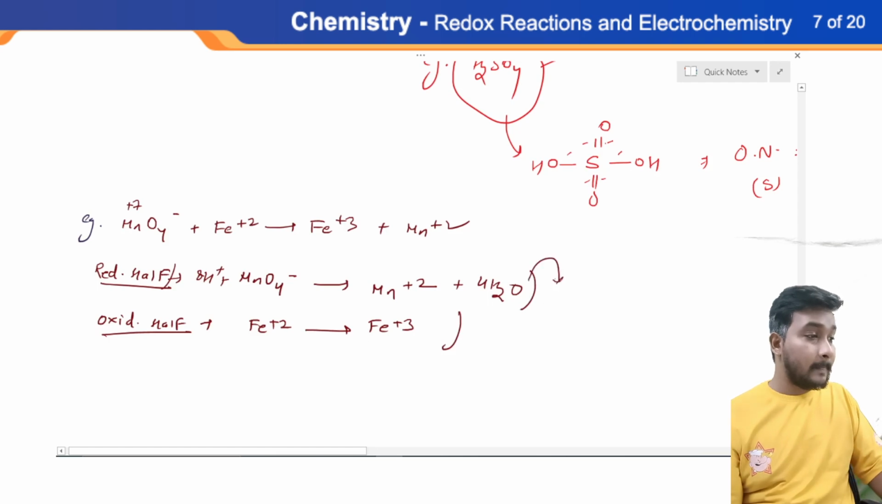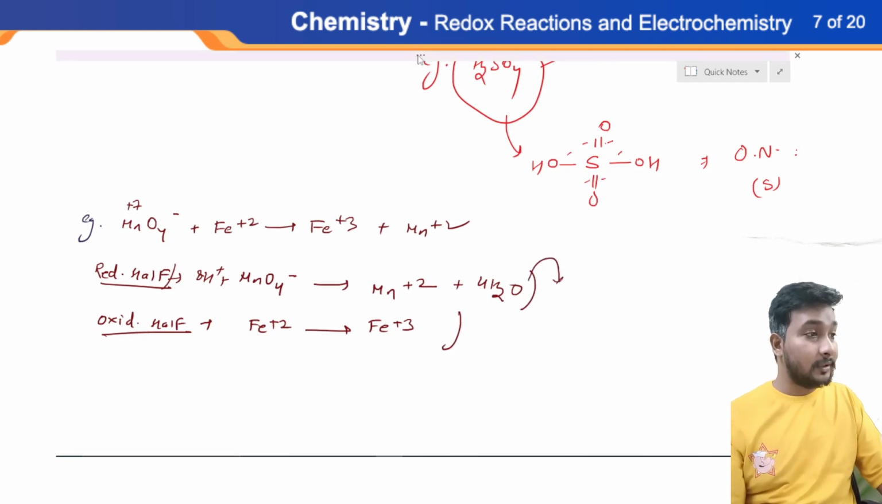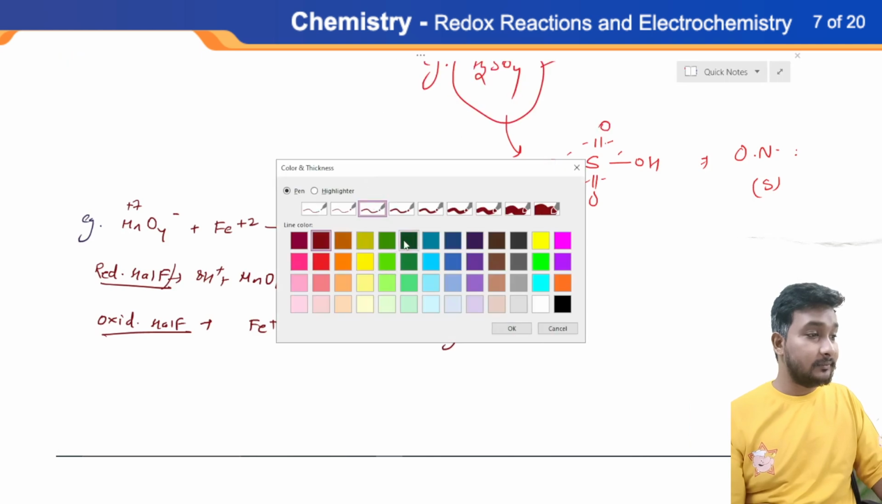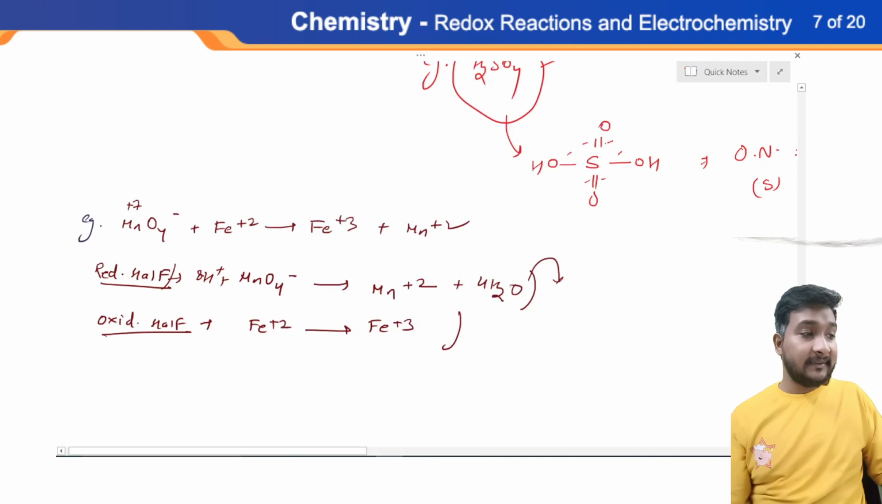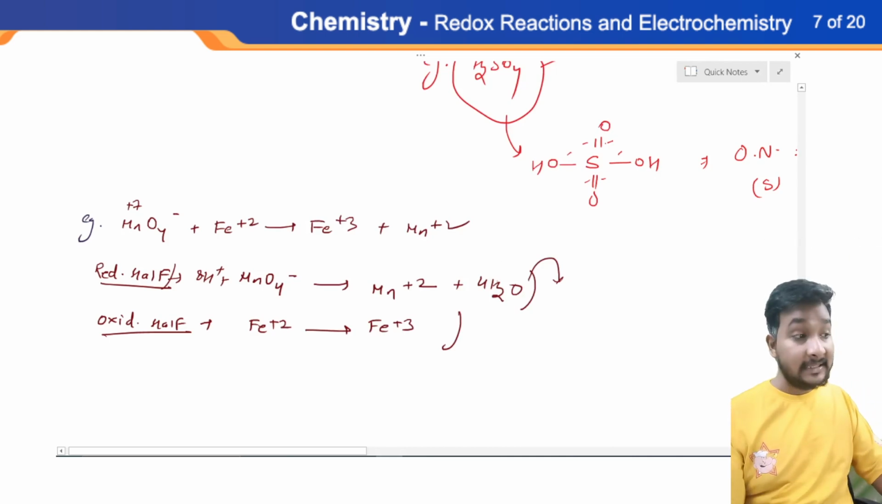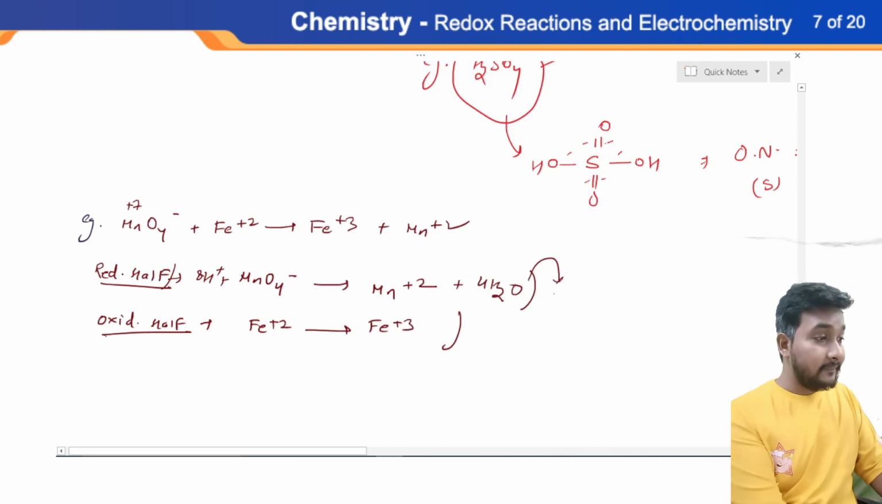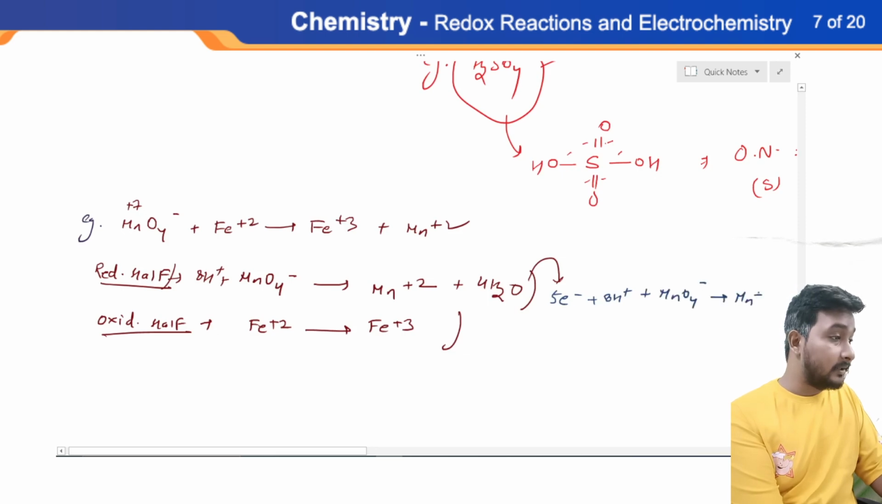Now this reaction can be written for balancing the charge on the basis of electron transfer. So Mn plus 7 is converting into plus 2. It means it is gaining 5 electrons. So I will write this reaction as 5 electrons plus 8H+ plus MnO4 minus gives out Mn plus 2 plus 4H2O.